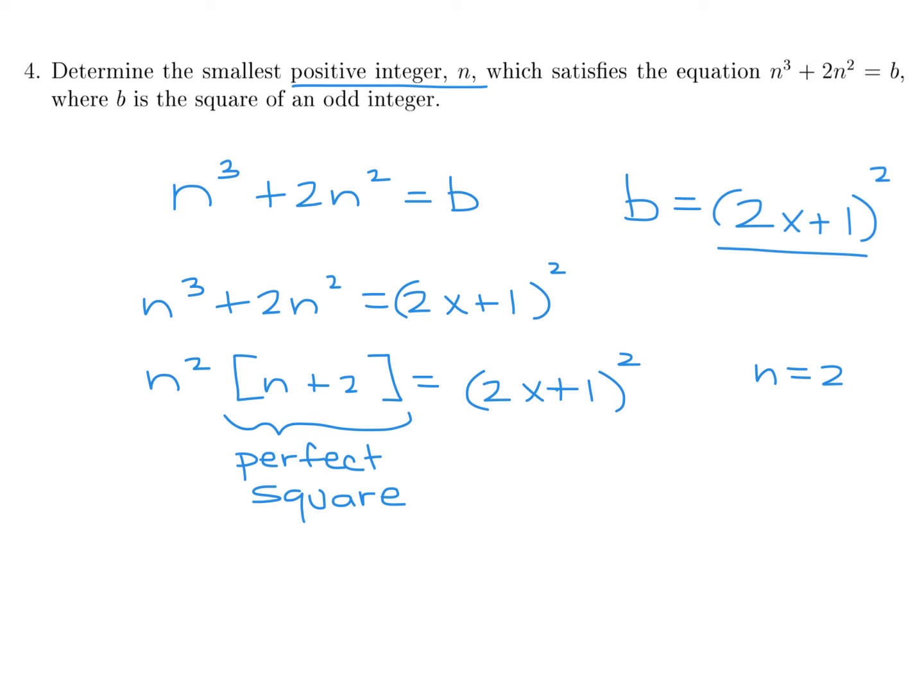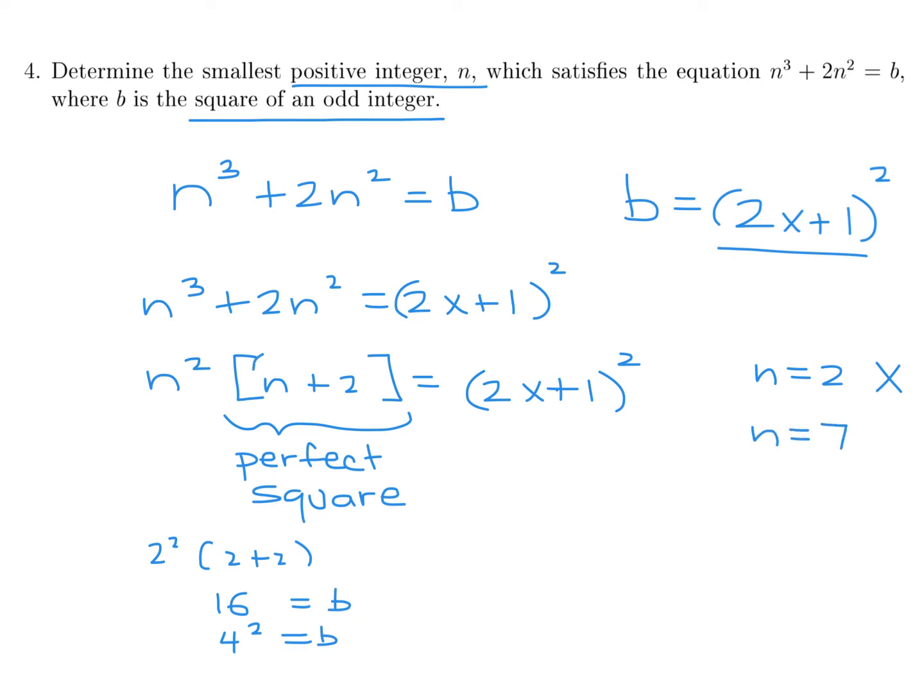So if n is 2, this becomes 2 squared times (2 plus 2), and that is 4 times 4, which is 16. And therefore b is equal to 16. Is 16 the square of an odd integer? Well, b is equal to 16, which is 4 squared. It's the square of 4. Is 4 an odd integer? No, it is not. Okay, well, that's a pretty good attempt, but it was wrong, so we have to keep going.